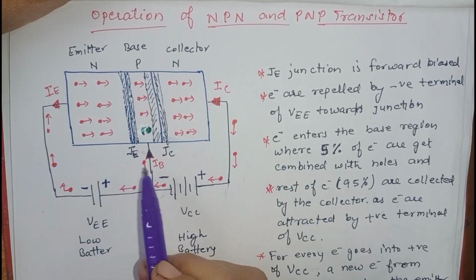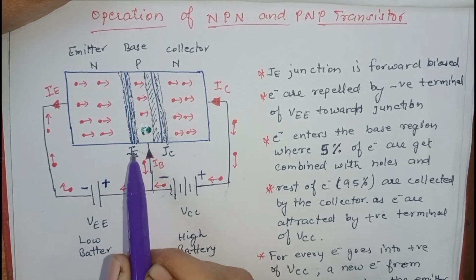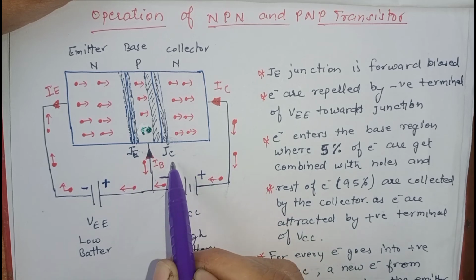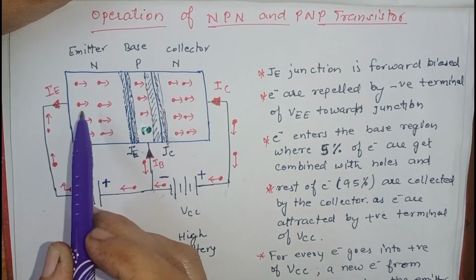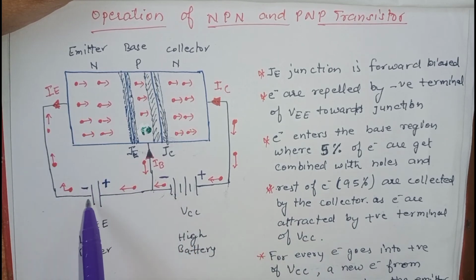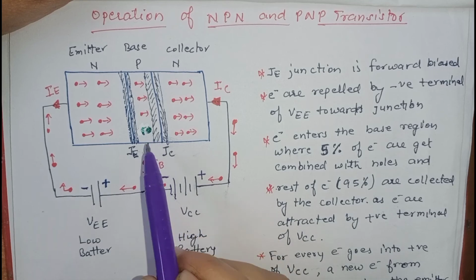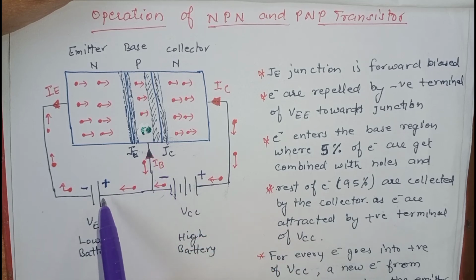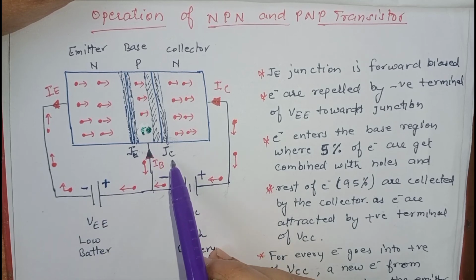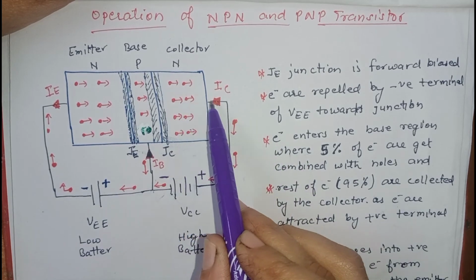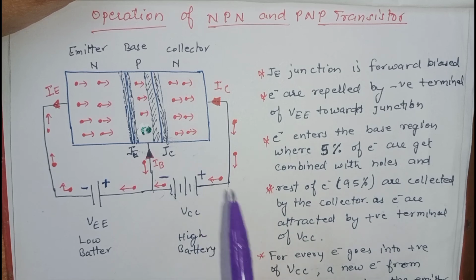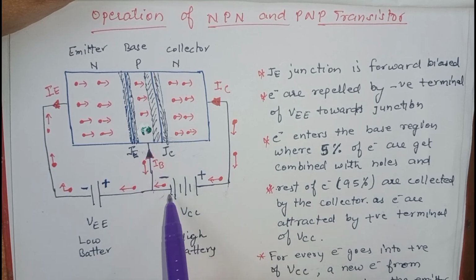To use the transistor as an amplifier, we will make the emitter base junction forward bias and the collector base junction reverse bias. To make this junction forward bias, we will connect this N region to the negative terminal of the battery and this P region, the base, to the positive terminal of the battery. And to make the collector base junction reverse bias, we will connect this collector region, because it is N type, to the positive terminal of the battery and this P region to the negative terminal of the battery.